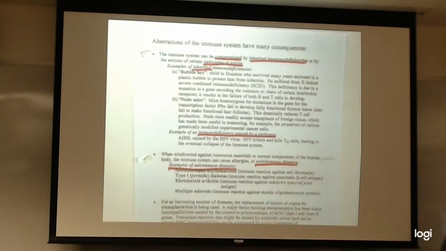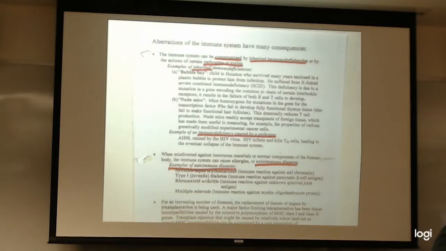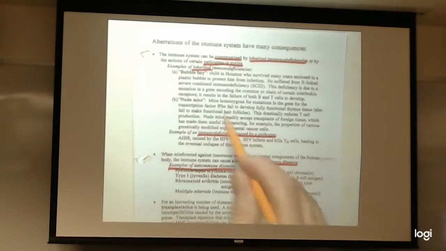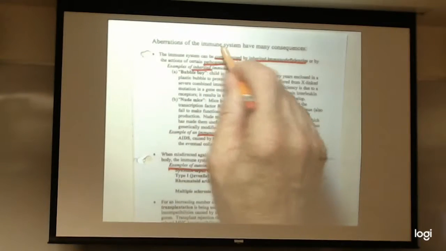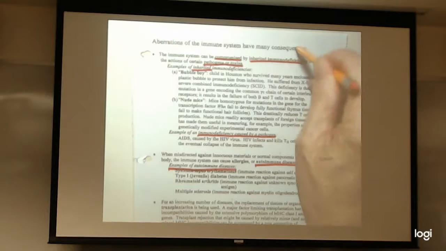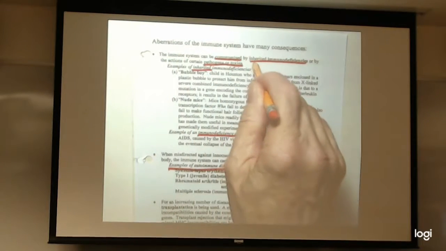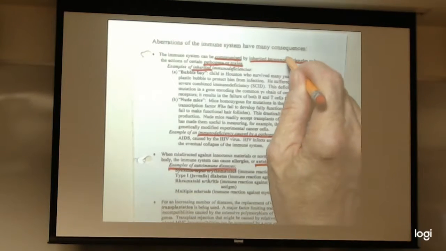All that we're talking about so far is how the immune system protects us, and it really does. It's a fantastic thing. But things can go haywire, and if you get hereditary or other problems with your immune system, life might be miserable and even short-lived. So the immune system can be compromised by inherited immune deficiencies.